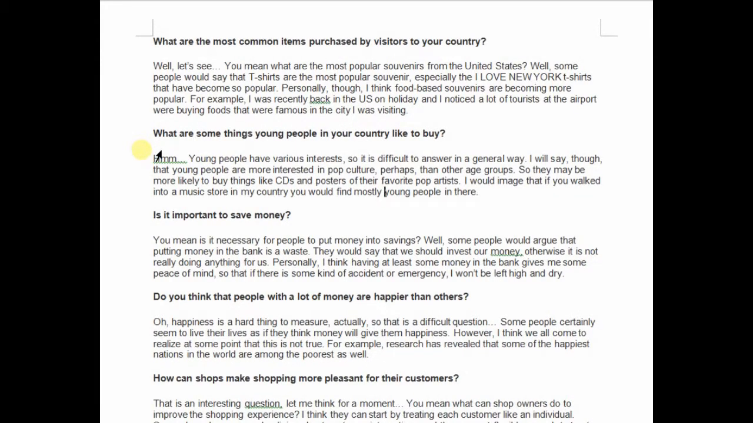Young people have various interests, so it is difficult to answer in a general way. I will say, though, that young people are more interested in pop culture, perhaps, than other age groups. So they may be more likely to buy things like CDs and posters of their favorite pop artists. I would imagine, I should say imagine, that if you walked into a music store in my country, you would find mostly young people in there.